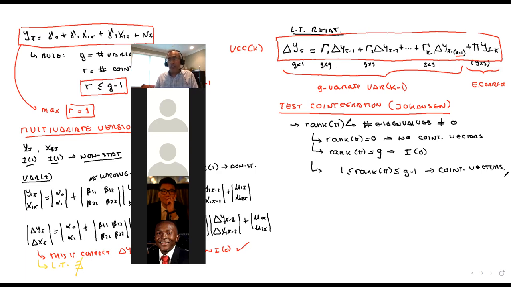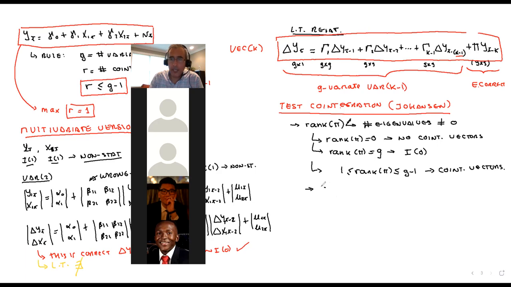Okay, so that's all the trick. So what we are going to look at is the rank of the matrix and try to see how many of the lambdas are significantly different from zero. And then we simply check if there are cointegration relationships.